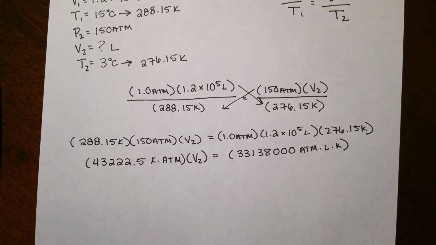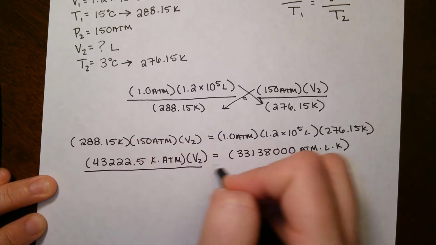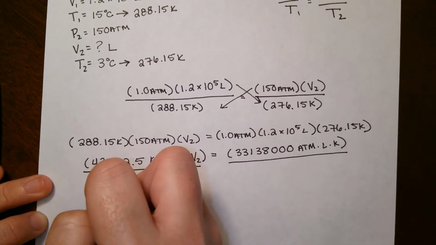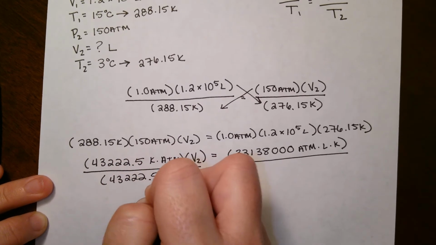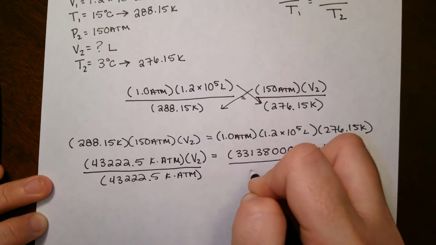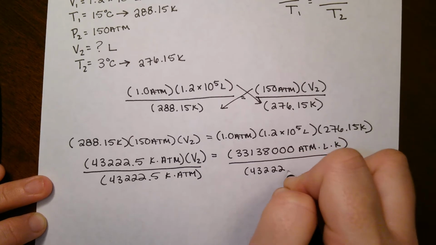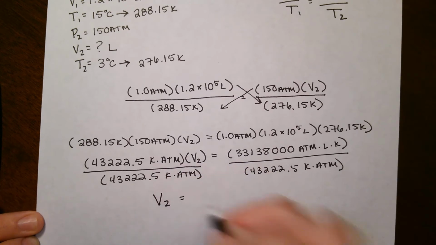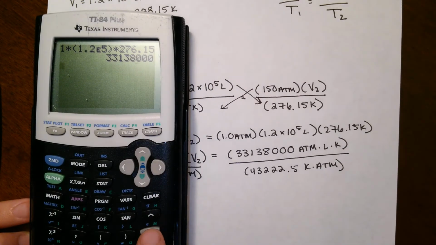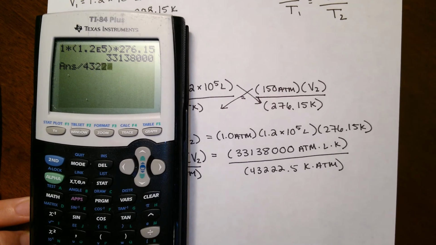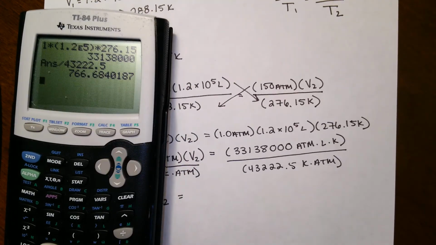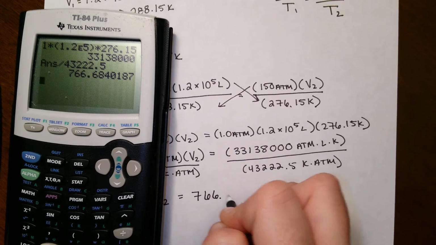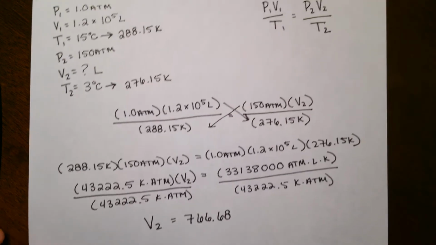Our last step, so that we can isolate V2, solve for V2, figure out that final volume: divide both sides by 43222.5 Kelvin atm. We've now isolated V2. We plug it in, so we say that number divided by 43222.5, and we get 766.68.